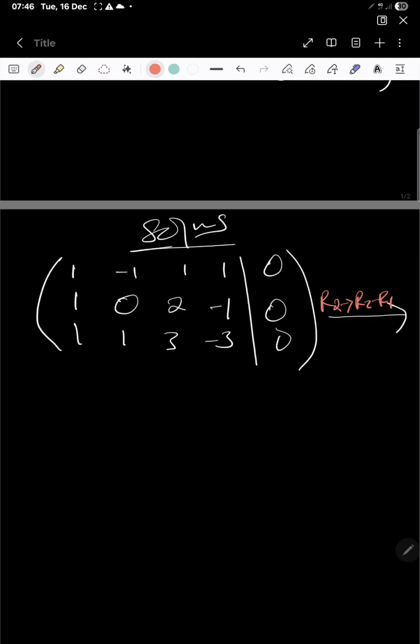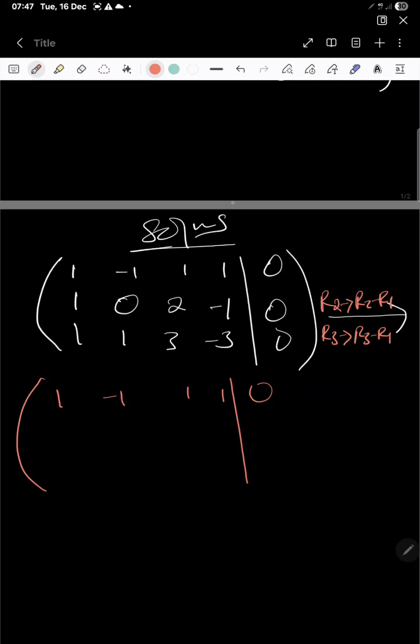So for you to make this number here a 0, just simply subtract this minus that. Also making this a 0, you subtract this minus that. So that's what we're going to do. We are also in row 3. The formula is row 3 minus row 1. So we are going to keep the first one constant, which is 1, negative 1, 1, 1, and then 0.